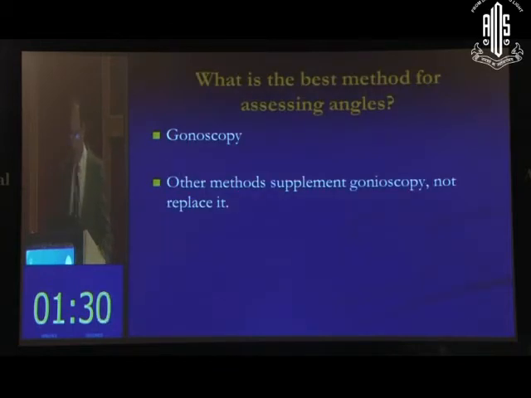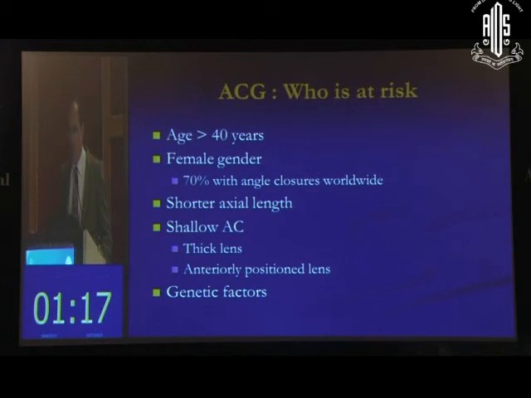So what is the best method for assessing angles? Gonioscopy still remains the best method, more clinically useful, and other methods supplement gonioscopy. They do not as of now replace it. The other thing we have to know about this is who is at risk of developing angle closure. People who are more than 40 years of age, female gender, shorter axial length, shallow anterior chamber, and there might be some genetic factors which are predisposing.